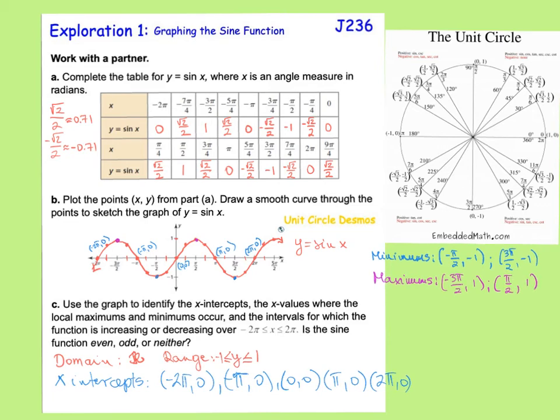And then it says we also need to find the intervals where the function is increasing and decreasing over the negative 2π to 2π period. So x has to be between -2π and 2π. And then we also want to decide if the function is odd or even or neither. So let's look at where we are increasing and where we are decreasing.